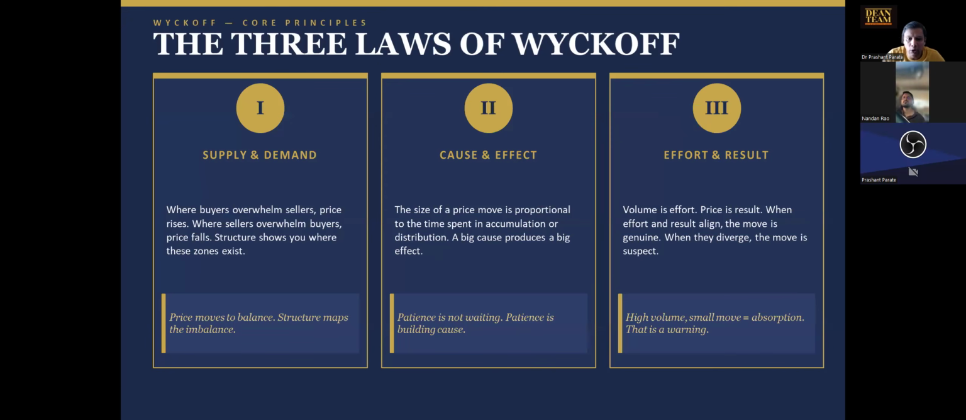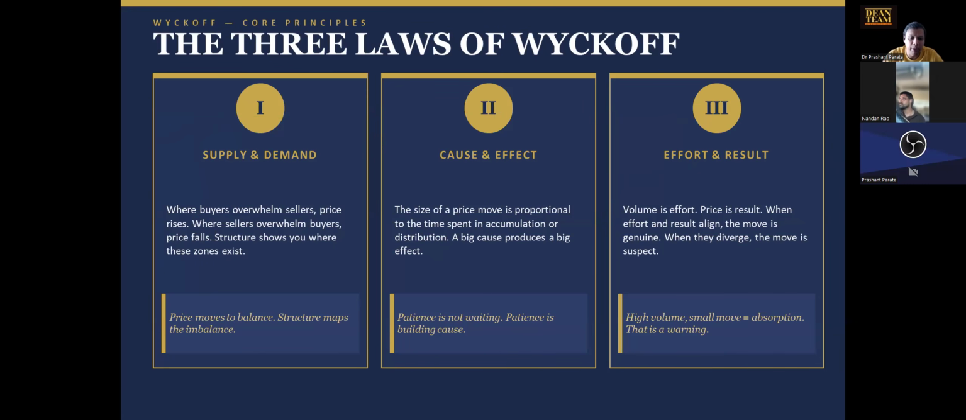So, three laws of Wyckoff, that is the core principles. Wyckoff has given three laws or principles, that is law of supply and demand, law of cause and effect, and law of effort versus result. We need 2 sessions to explain these laws in details properly, but I will try to explain what it is.